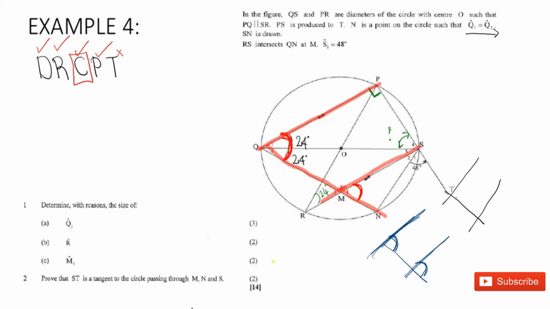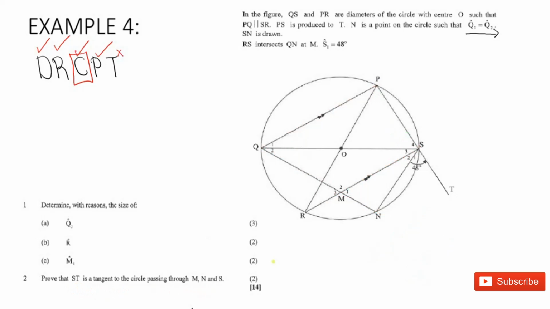Okay guys, and then let us have a look at the last question, right? The last question asks us to prove that ST is a tangent to the circle passing through M, N, and S. So I've basically erased everything here just to help you guys see what is going on, right?